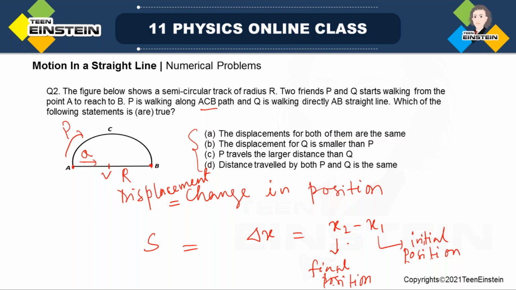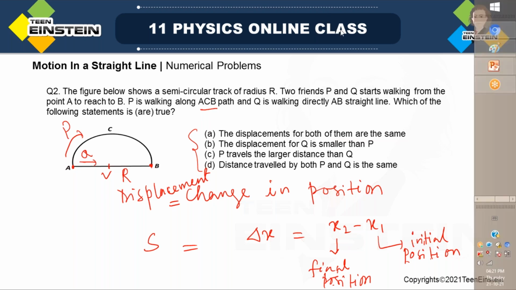Deepa? Their initial position is same. What about their final position? Is that same for both of them? No, I am not able to hear. You have to speak loud. Or you go to the chat box. You can chat from there.